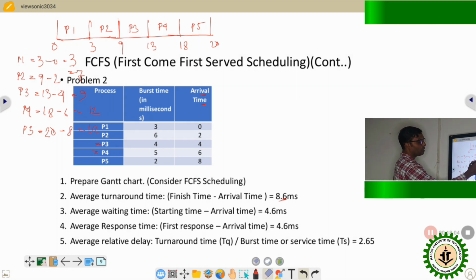So if we add 3, 7, 9, 12, 12, we get 8.6 milliseconds. That is the average turnaround time. We need to divide it by 5 because the number of processes is 5. 1, 2, 3, 4, 5.